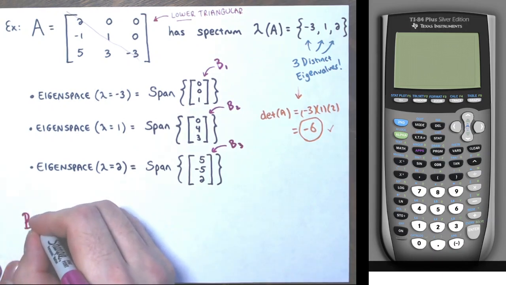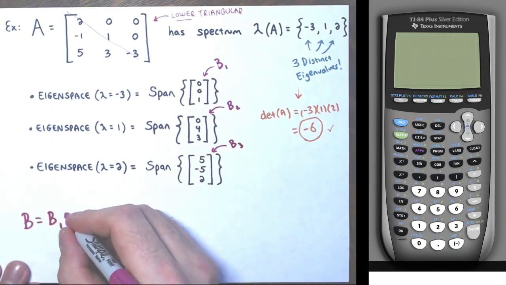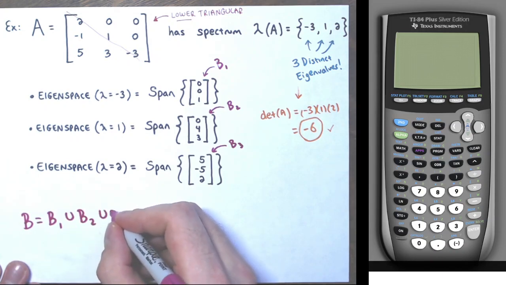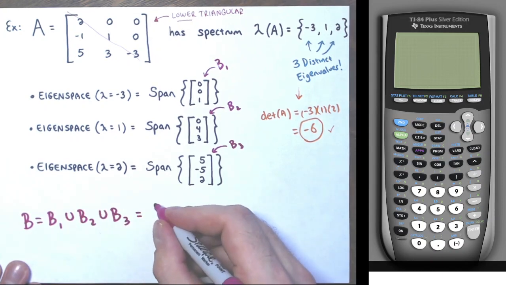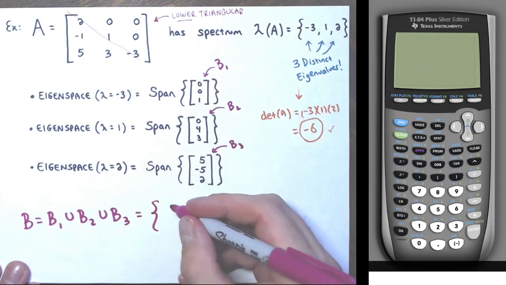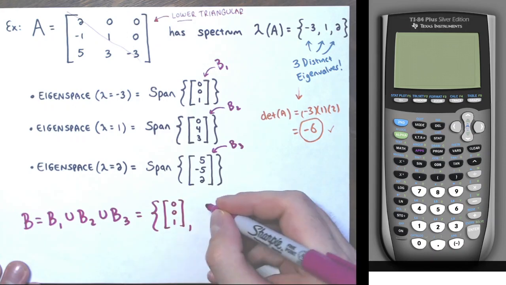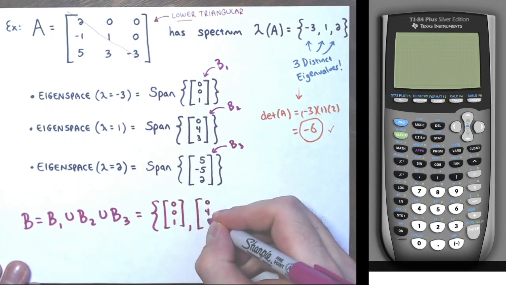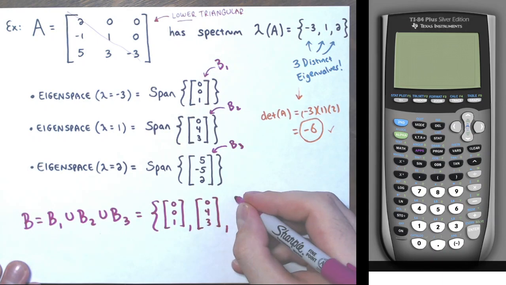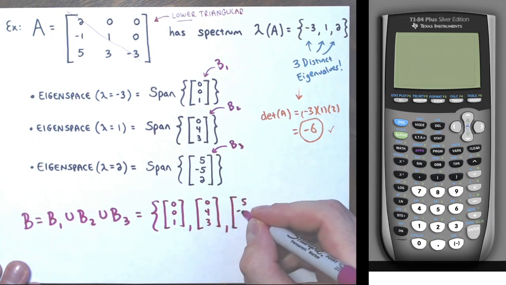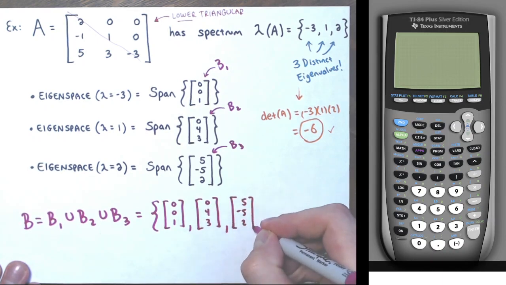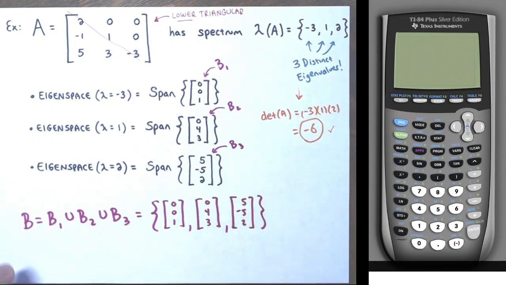According to statement 3, their union, B1 union B2 union B3, which is simply the set with all these vectors in it, 0, 0, 1, 0, 4, 3, and 5, -5, 2, is a linearly independent set. These are all independent vectors. And there's more than 2 of them, so you'd have to check more than just whether they are scalar multiples.